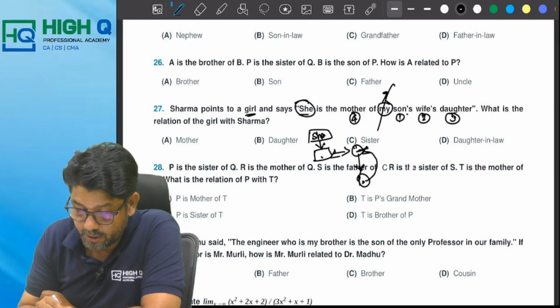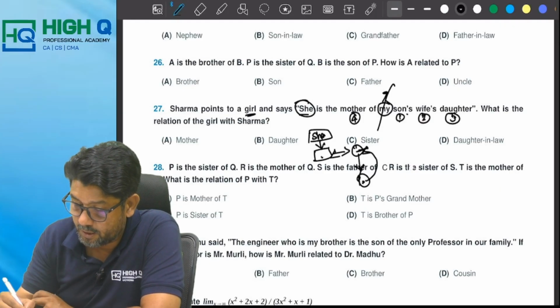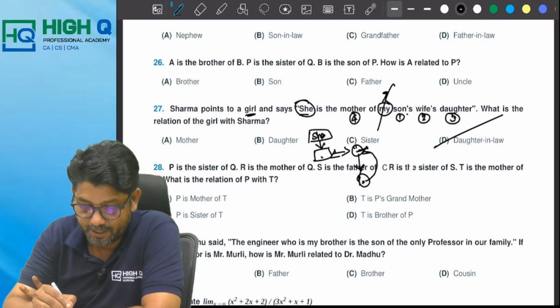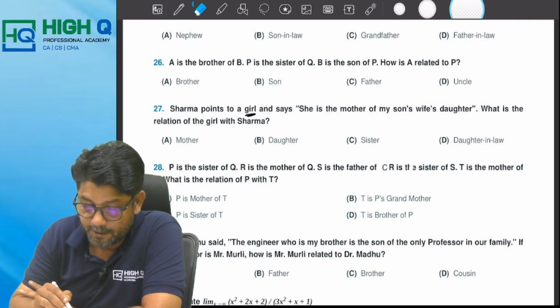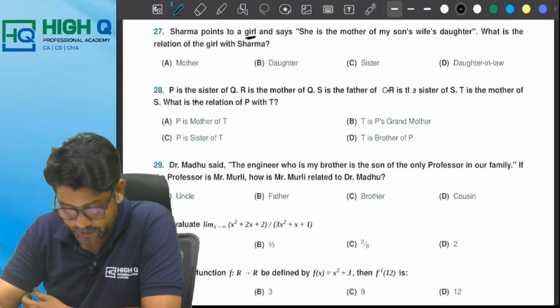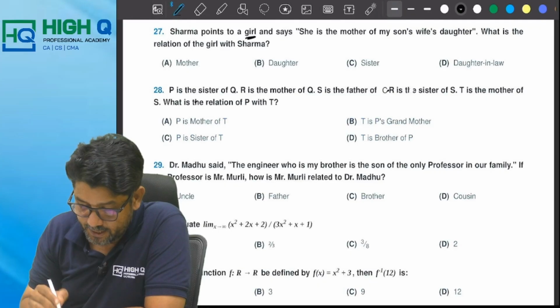Now, what is the question here? What is the relation of the girl with Sharma? Daughter-in-law. That's it, my dear. I hope you all understand this method. Next step. Now let us start with sum number 28.